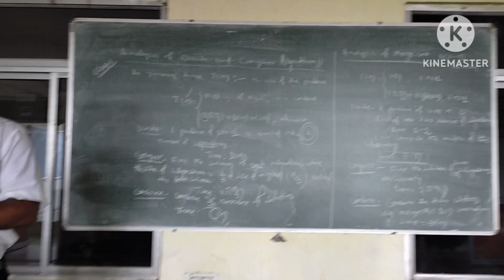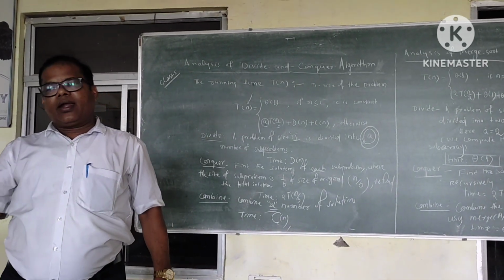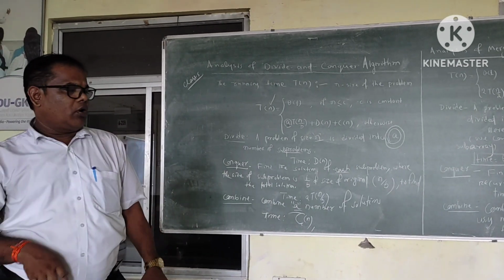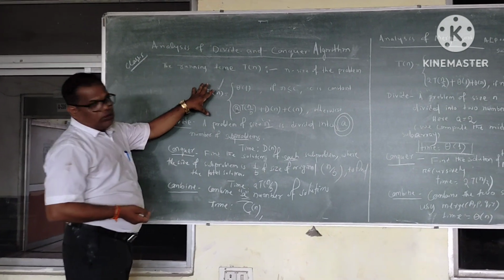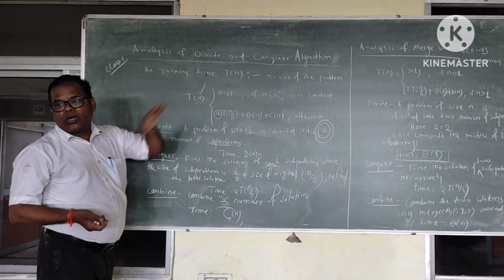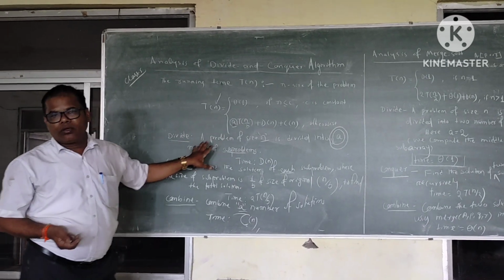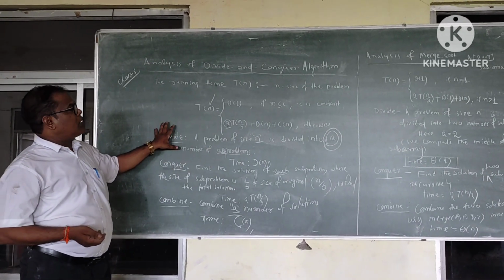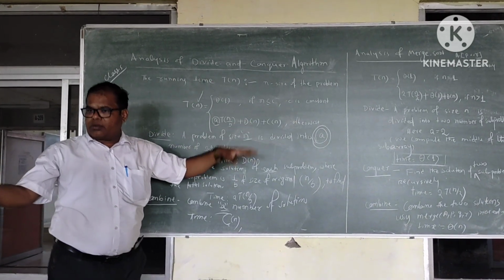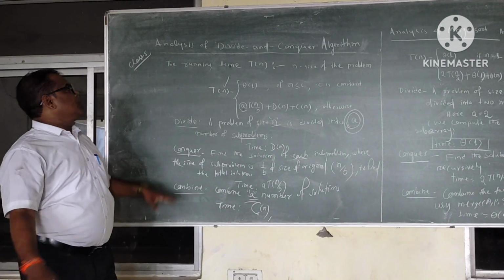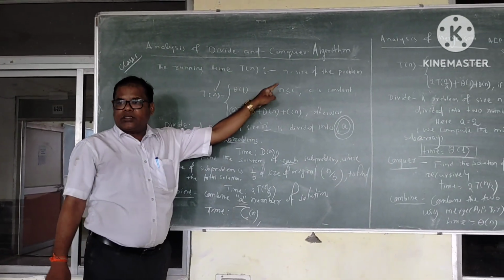Merge sort is basically focused on the divide and conquer approach of algorithm design, and here we are focused on the running time of merge sort. To understand the running time of merge sort, we should first understand how we analyze the time complexity of any divide and conquer algorithm. So the running time is denoted by T of n, where n is the size of the problem.